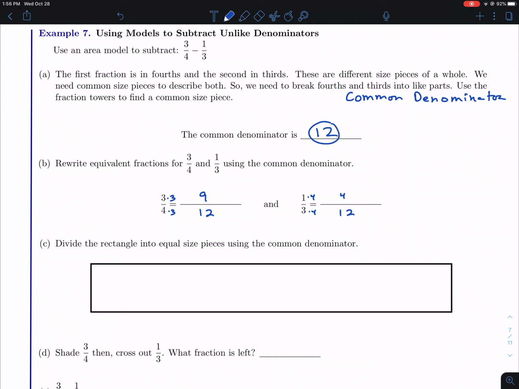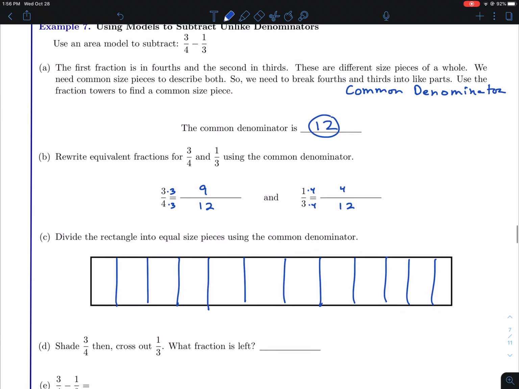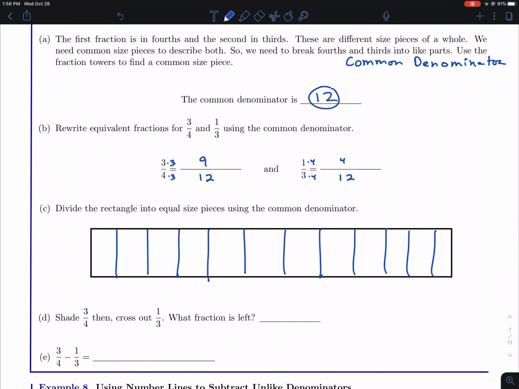At this point, we can divide our area model up into the proper pieces. In this case, we need 12 chunks, so we need 11 lines. 1, 2, 3, 4, 5, 6, 7, 8, 9, 10, 11. They should all be about the same size, even though mine aren't, but that's okay. Now it's exactly like we did in the first part. We first shade 3/4, which in this case looks like 9/12. So we want to shade 9 of these rectangles. 1, 2, 3, 4, 5, 6, 7, 8, 9.